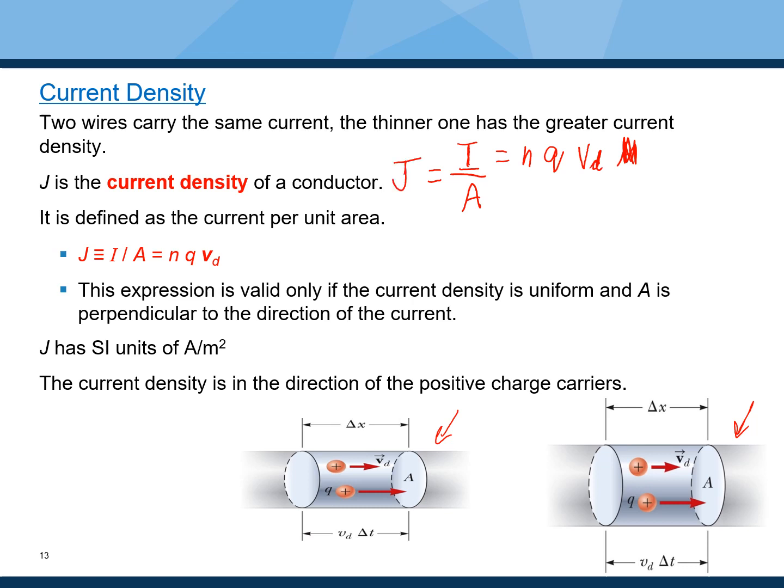Okay, so the current density J refers to the amount of current flowing through a cross-sectional area, and the cross-sectional area is measured in meters squared.